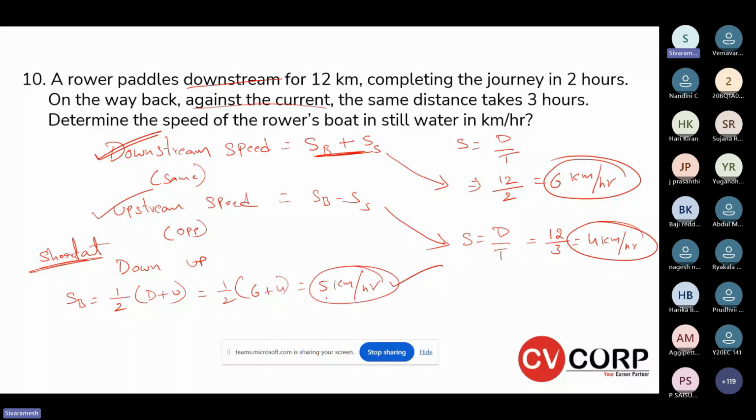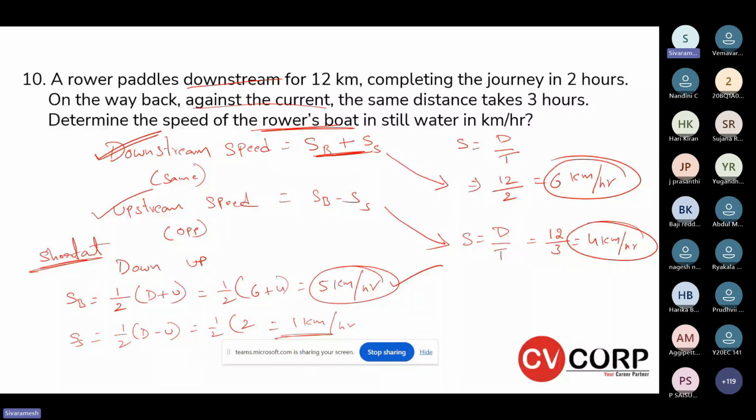But what if they ask for the speed of the water? Here they are asking about the speed of the boat, right? Sometimes in the exam they may ask for the speed of the water or speed of the stream. The formula is half into d minus u. The same case here, 6 minus 4 is 2, half of which is nothing but 1 kilometer per hour. That's it.